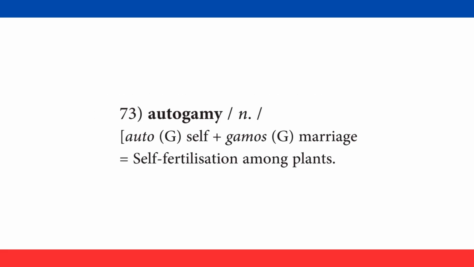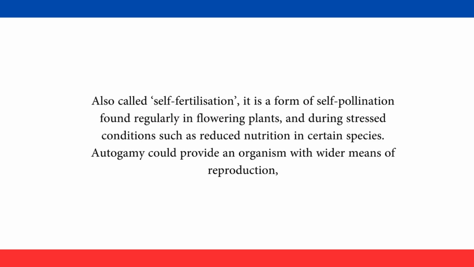Number 73. Autogamy, which is a noun, the root is auto, Greek for self, plus gamos, Greek for marriage. This refers to self-fertilization among plants. Also called self-fertilization, it is a form of self-pollination found regularly in flowering plants and during stressed conditions such as reduced nutrition in certain species.